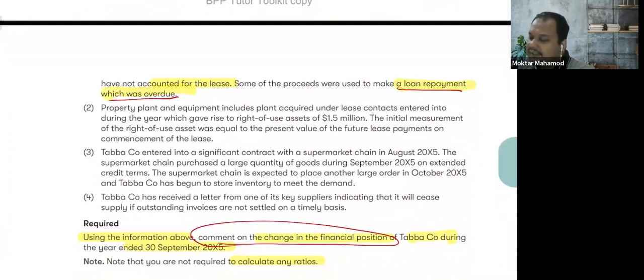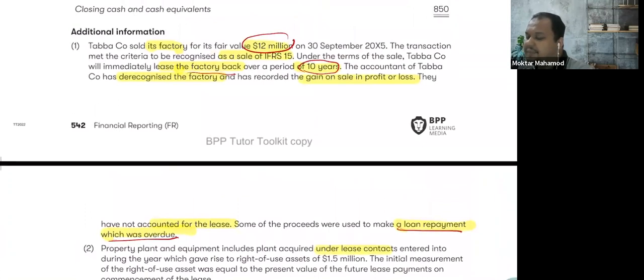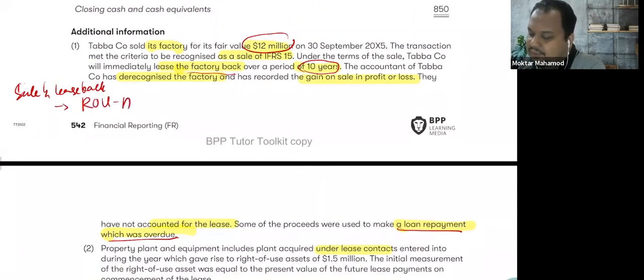Plant acquired under lease contract. Okay, under this, later on, you have to do your planning. For example, if it is 8 marks, like the one we did just now, sale and lease back. So the question is the ROU asset. So this is your planning. That is enough for this. And then you write the full statement based on this one. So at this time only you draft, or you make a full statement.